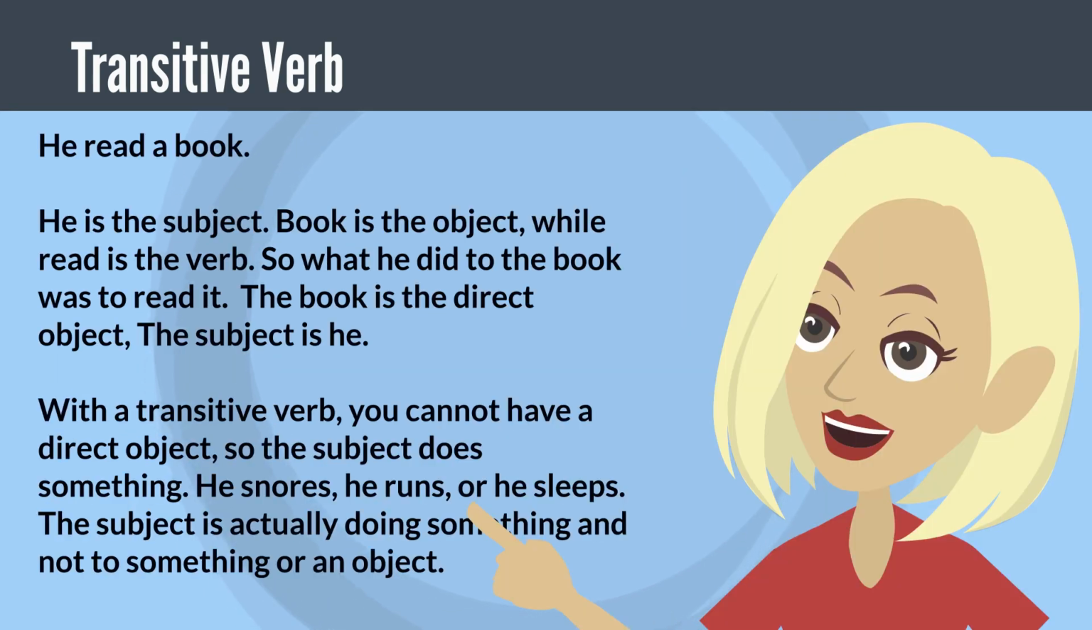Like, he read a book. He is the subject. Book is the object, while read is the verb. So what he did to the book was to read it. The book is the direct object, the subject is he.